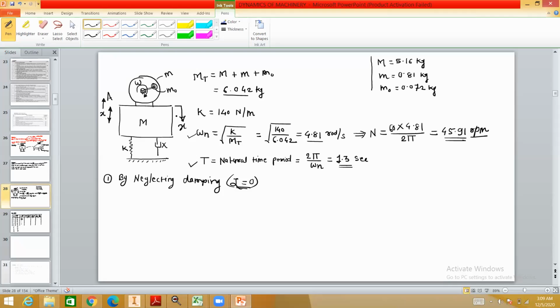and that will be the free oscillation. Okay, so for the free oscillation we will get a waveform. So frequency we can measure by using that waveform. We have to verify this frequency with this value, that is 45.91, or time period must be 1.3 second or near about 1.3 second. Okay, it may be 1.2, it may be 1.4. Okay, so just we will verify this, and then we will perform the actual forced vibration experiment.